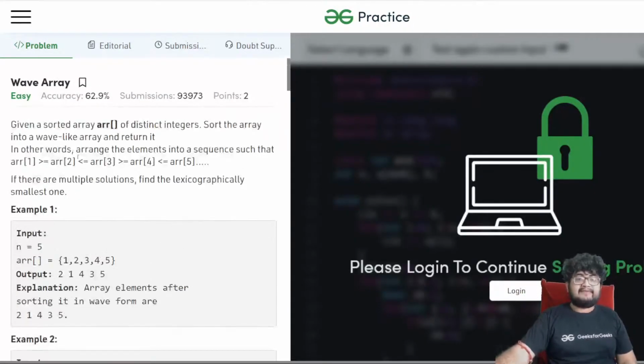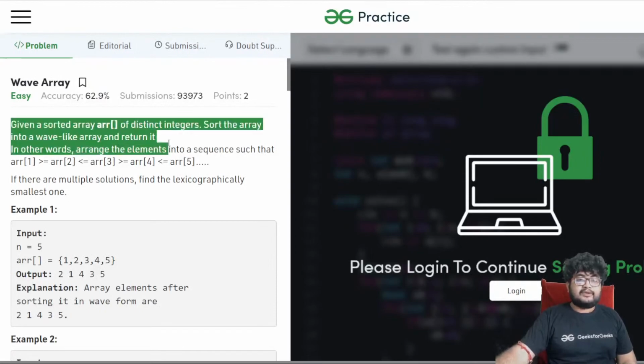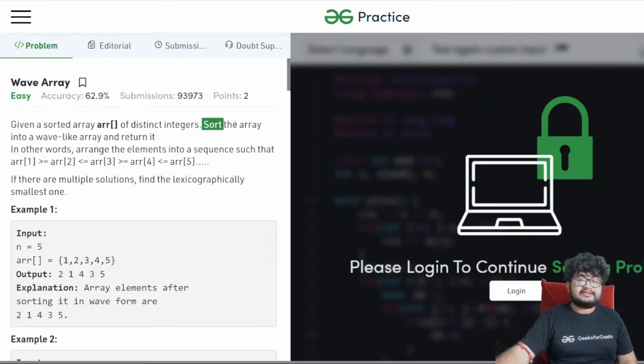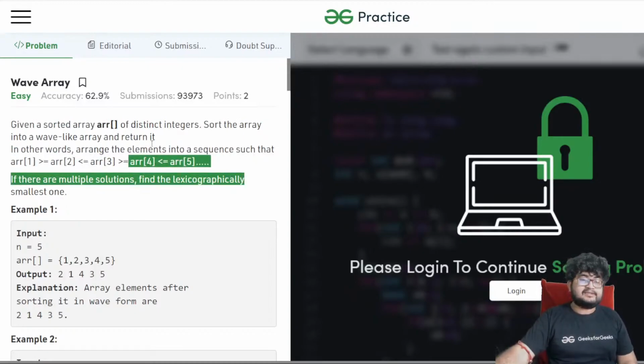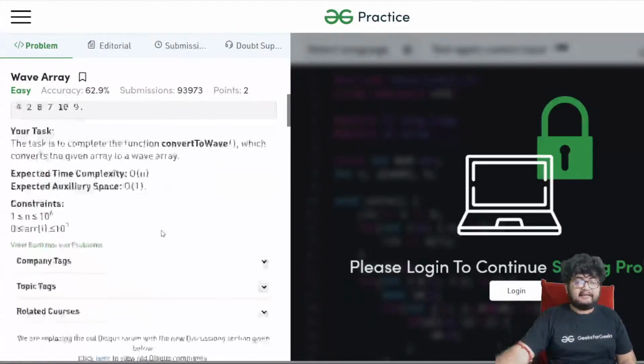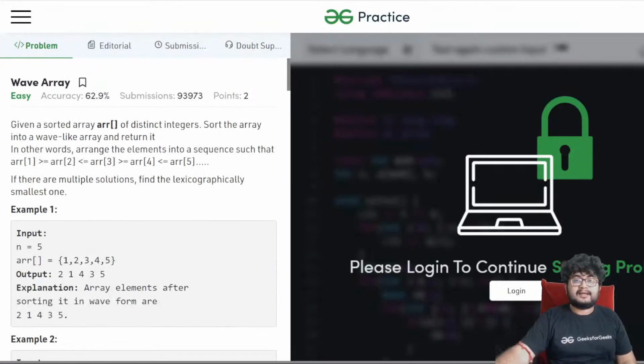Second question that we have is wave array. It's an easy problem. You are given a sorted array of distinct integers. Sort the array into a wave-like structure, that is, ARR1 is greater than or equal to ARR2, less than or equal to ARR3, like this. It is also a pretty simple problem, and you have to do it in order of 1 space complexity. So just try to do this.